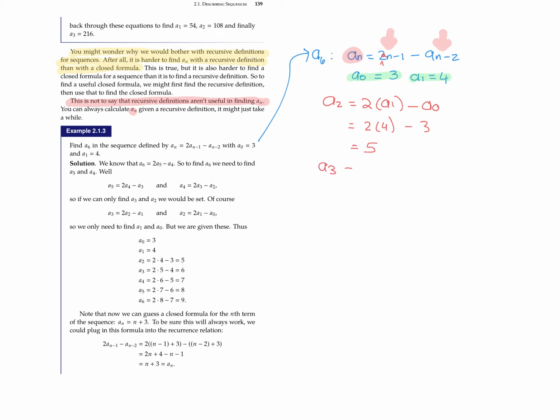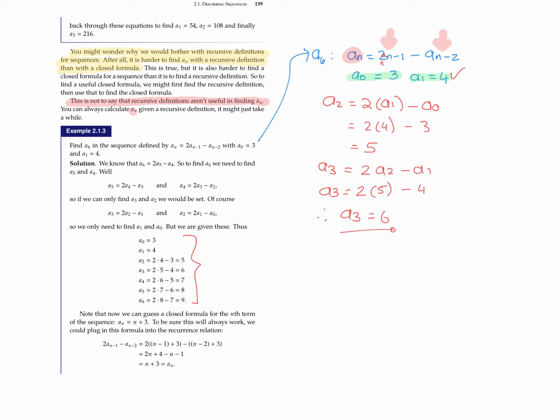So a3 will then be twice a2 minus a1. a1 we have, that's 4, and this is twice 5, which gives us a3, and therefore a3 will be 10 minus 4, which gives us a beautiful answer of 6. And we can continue with that and build the sequence.